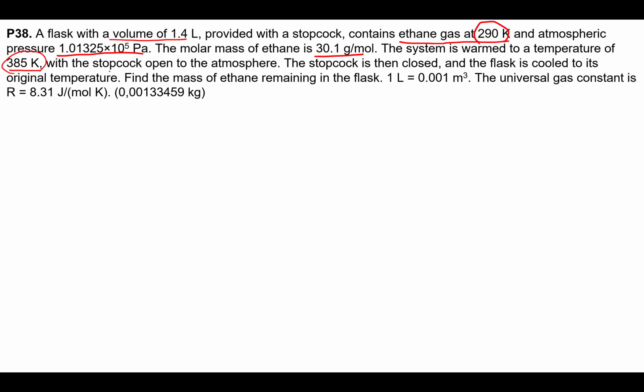When the stopcock is open to the atmosphere, initially the ethane is here with T1, V1, P1, and then it's heated up so that T2 changes. Note that the pressure here is open, so that means the pressure is also P1. And now it changes to another situation once you heat it up.